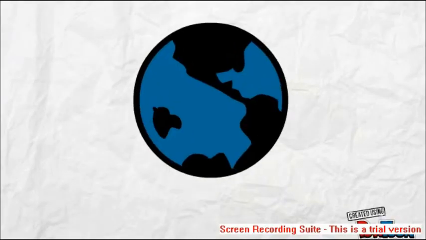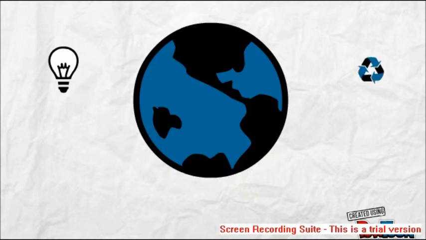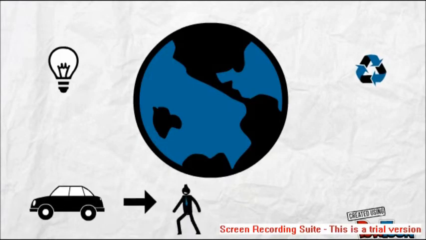We have to protect the Earth as it is the only Earth that we have. Even though we are only students, simple acts such as switching off lights before exiting the room, recycling unwanted materials, and walking instead of taking a car can make a huge difference if we all do it.